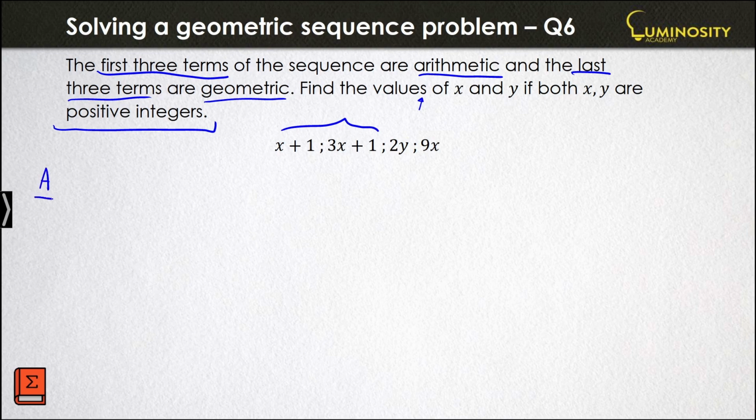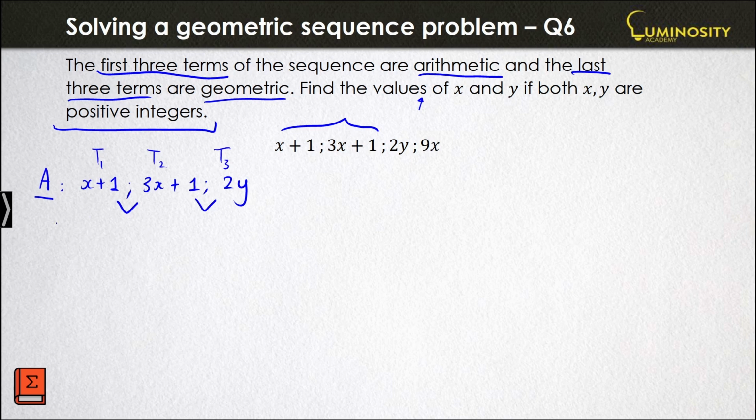We know that this is an arithmetic sequence: x plus 1, 3x plus 1, and 2y. Well, what do we know about the properties of an arithmetic sequence? We know that they have a common difference. So this is term 1, term 2, and term 3.